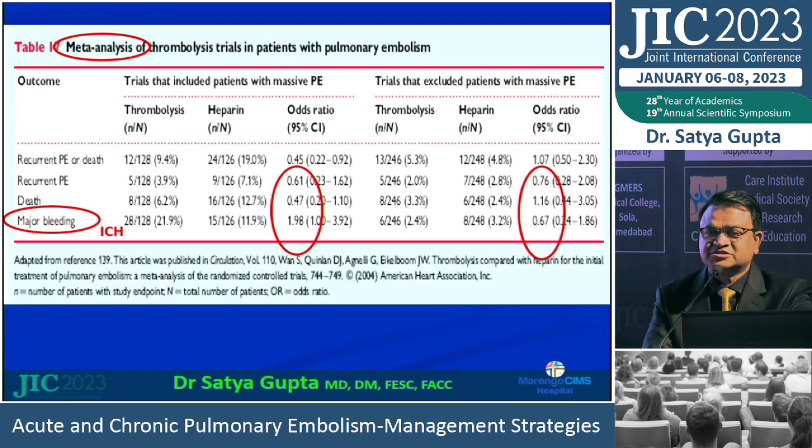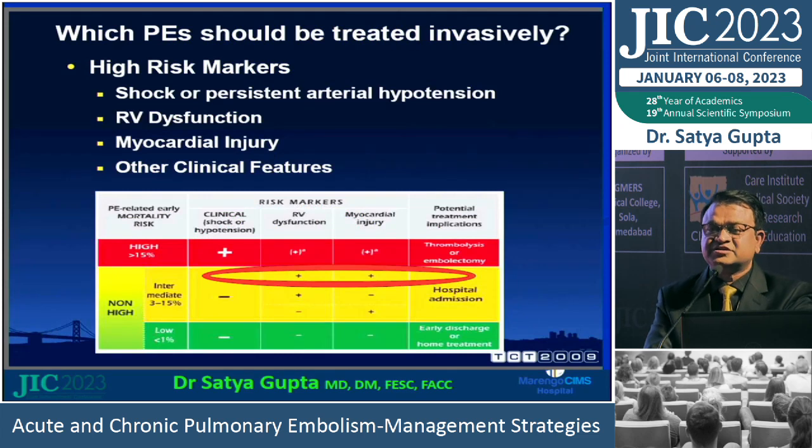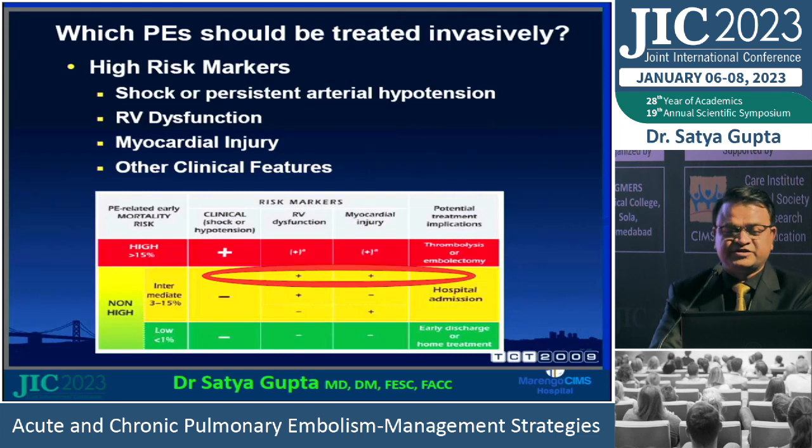So whenever you are seeing a patient with a pulmonary embolism, though the patient is stable, if there is RV dilatation and the patient is clinically a little bit unstable, thrombolysis is the choice. And some patients are not suitable candidates for thrombolysis, or thrombolysis has failed. We can even do mechanical fragmentation. There are some devices available: hydrodynamic fragmentation, ultrasound accelerated fibrinolysis, and suction embolectomy. These are all fancy devices, but sometimes we can use them.